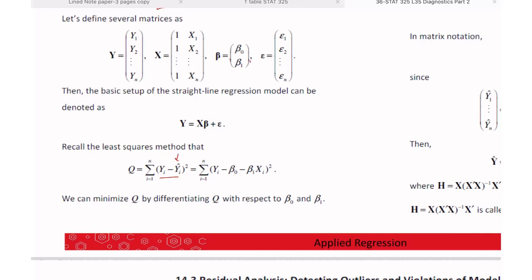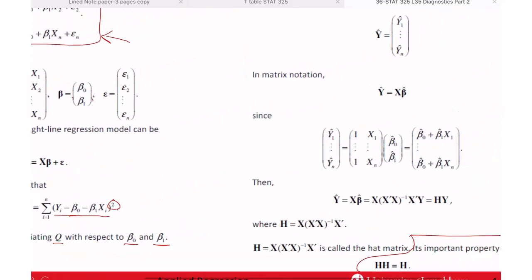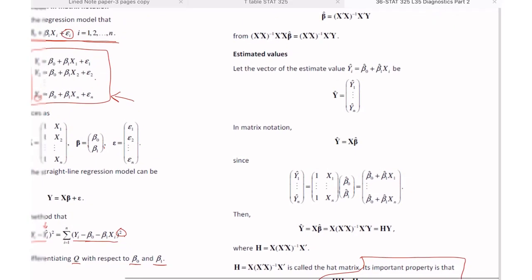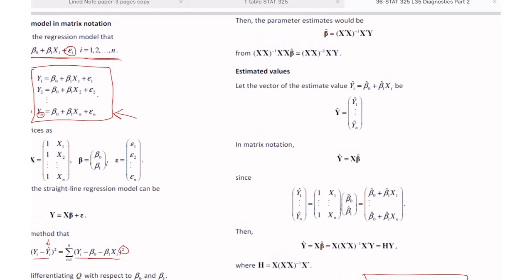And if we substitute in for yi hat, then we end up with this expression. And of course, don't forget the square. And we can minimize this using calculus. Of course, you don't have to know calculus for this class, so we won't do this. But you can differentiate Q first with respect to beta naught, set that equal to 0, and then separately differentiate it with respect to beta 1, set that equal to 0, solve for beta naught and beta 1, and you get your estimates, beta hat.